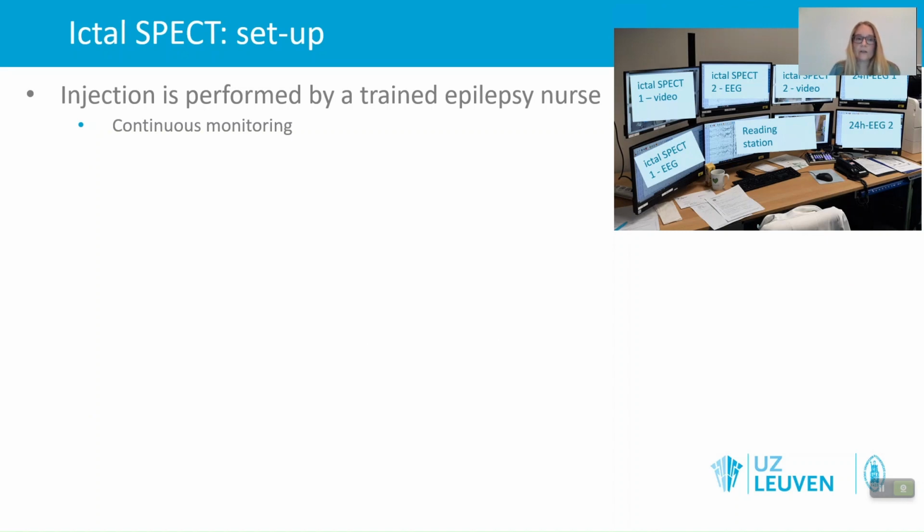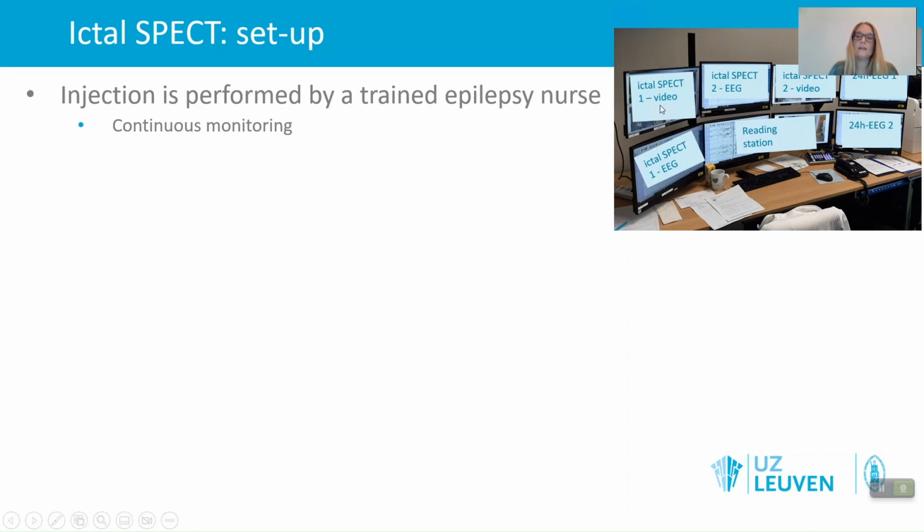In our center, injection is performed by a trained epilepsy nurse. So here there is a picture of our monitoring setup. Our monitoring room is in between the two rooms where we can perform ictal SPECT. So generally we have 2 patients for ictal SPECT, in which we have continuous monitoring of the EEG and the video, here for the first patient, here for the second patient. Then on top of that, we have 2 patients for 24-hour EEG, in which we also have live monitoring.